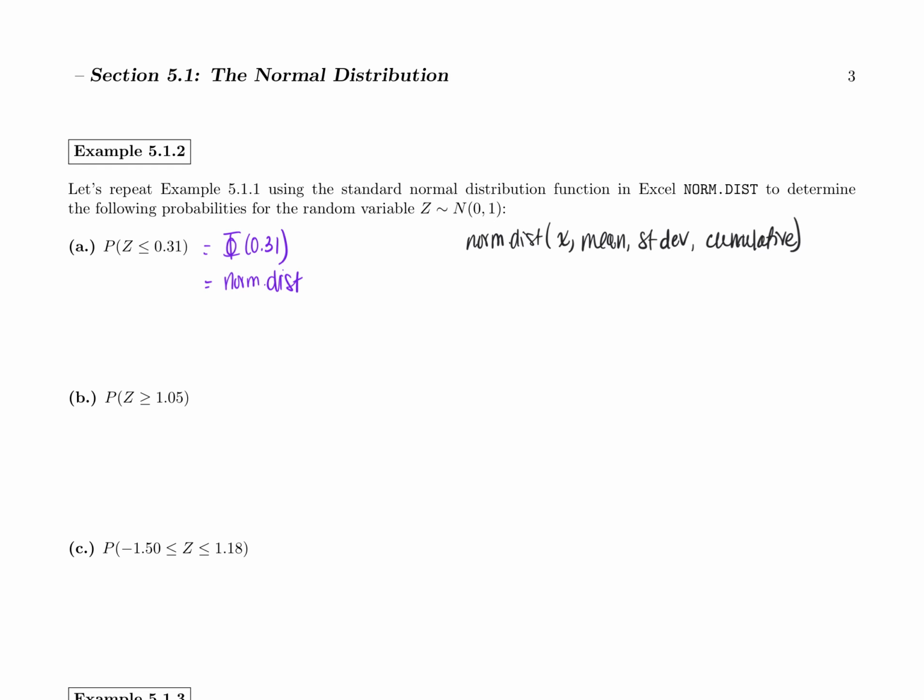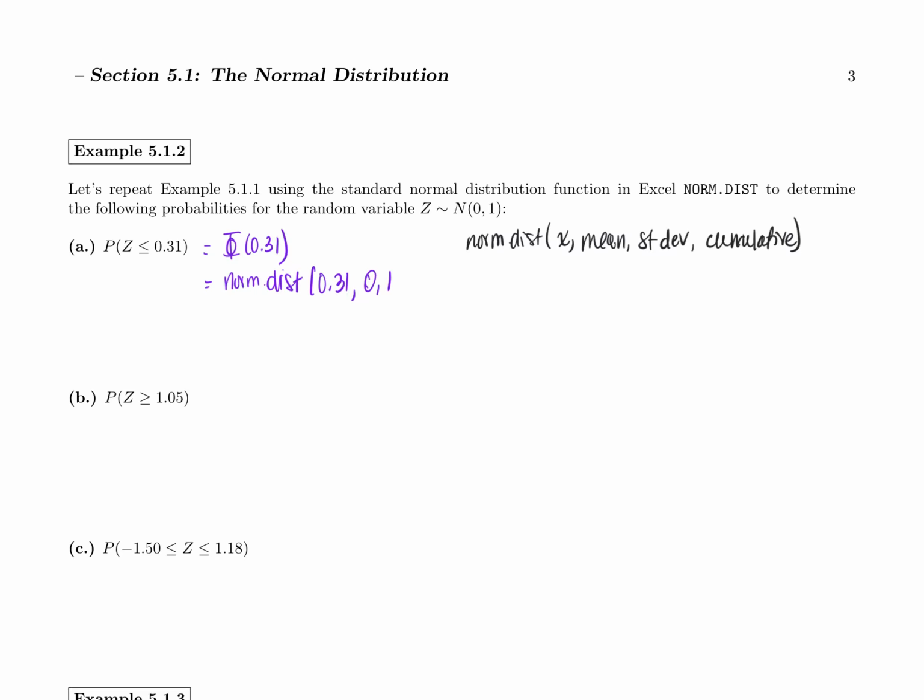So x is the value we're looking at. That's our 0.31, the probability we're trying to measure. So our x is 0.31. Where is our standard normal distribution centered? The mean is 0 and the standard deviation is 1.